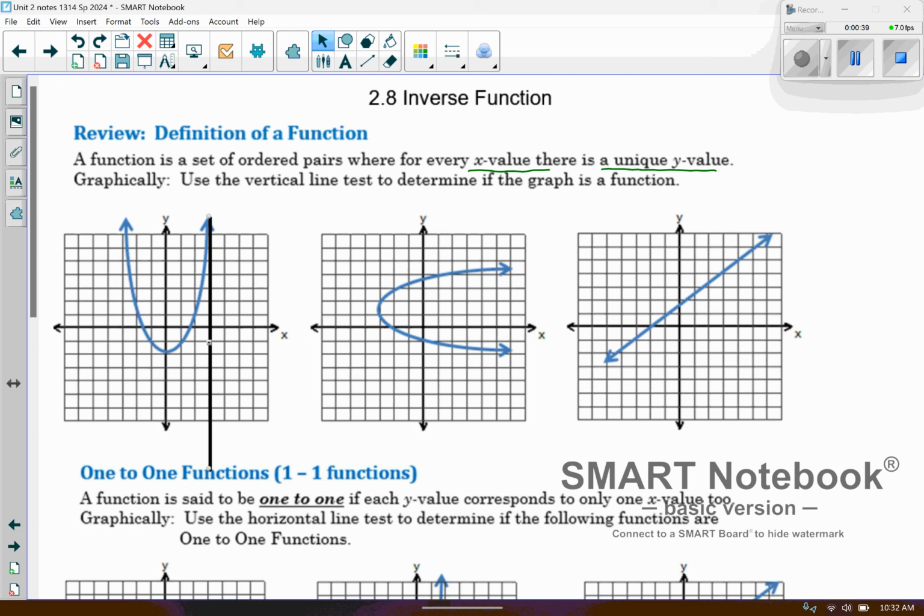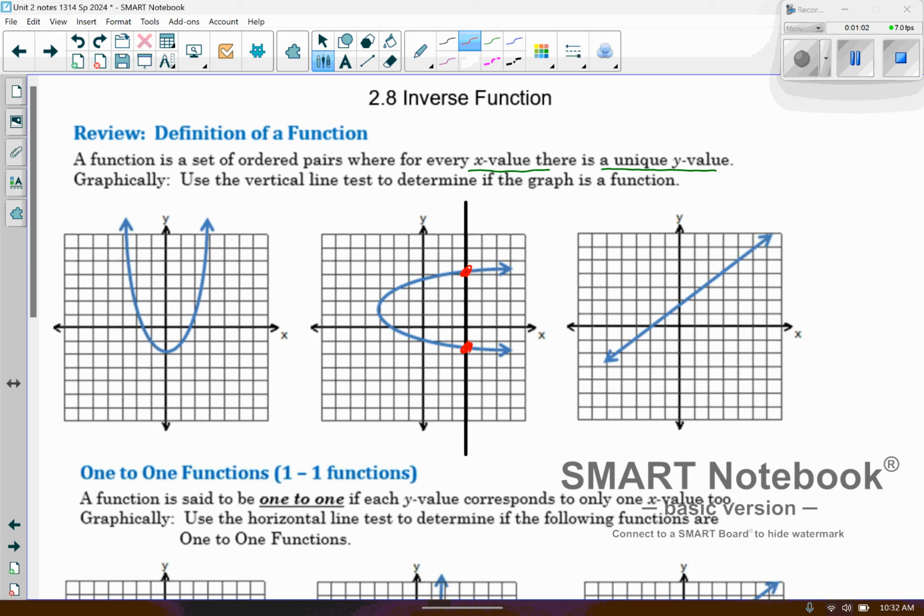But if you look at my middle graph here, that's not the case. If you look here, when x is, let's see, 1, 2, 3, 4. When x is 4, I'm getting two different values back in return. So this one's not a function. And then the third one, this one would be a function again. So that's kind of our basic definition of a function: every x has a unique y value.